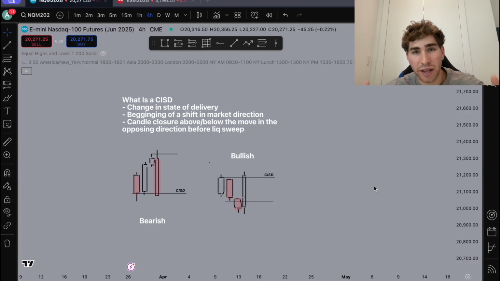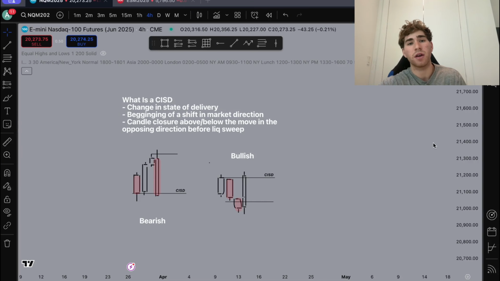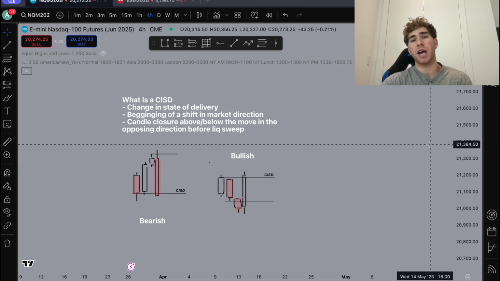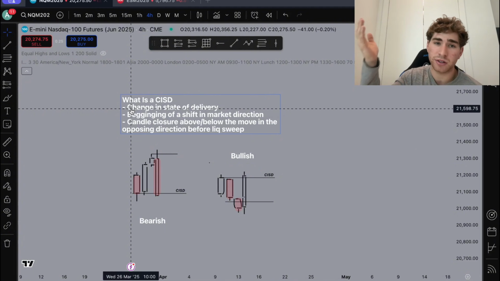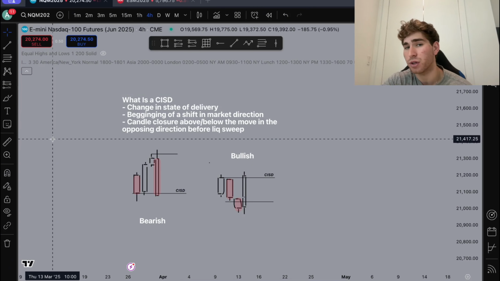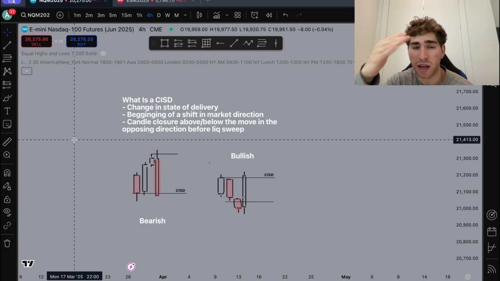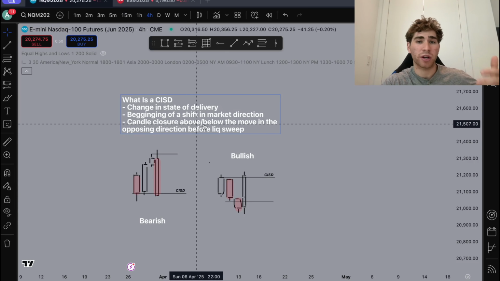Today I'm going to go over what a CISD is and how we use it in the markets to catch our trades and how we use it as confluence, right? So a CISD stands for change in state in or of delivery. It's honestly the same thing. It doesn't matter. Some people call it change in state of delivery, some people call it change in state in delivery. Same word, is or of. Doesn't matter. It is going to be the beginning of a shift in market direction.